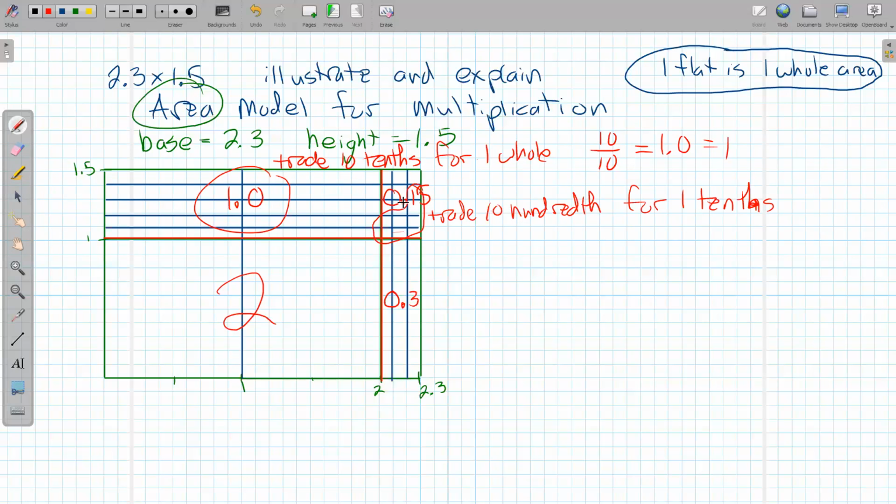Again, avoid slang. 0.15, there are 15 things here. Those things are hundredths. That's 15 hundredths. That's the way we're supposed to read it. So my answer is living all right there. I have 2 wholes. I have 10/10. I have 3/10. And I have 15 hundredths.